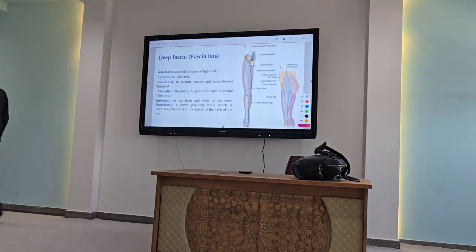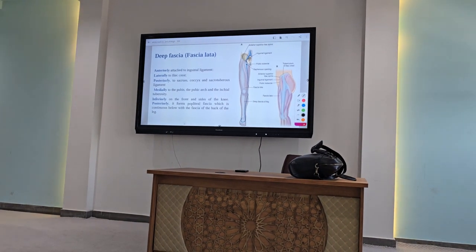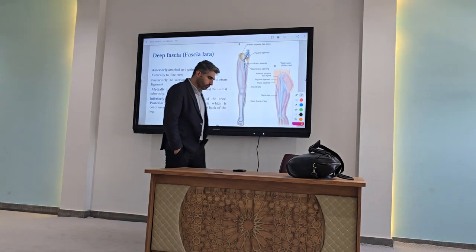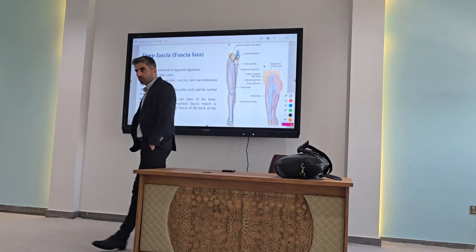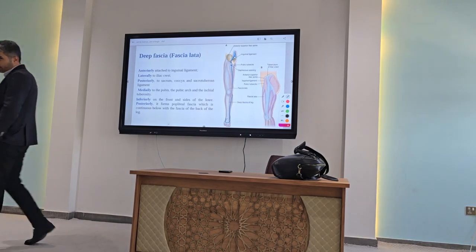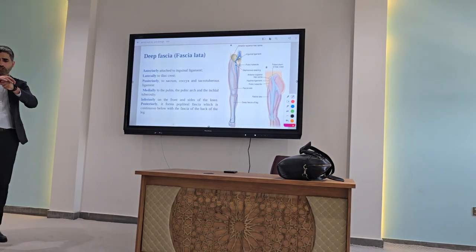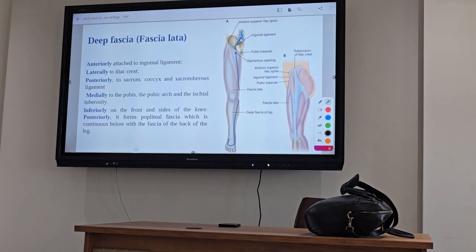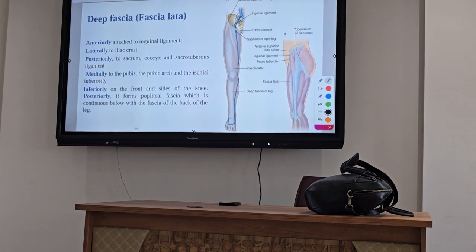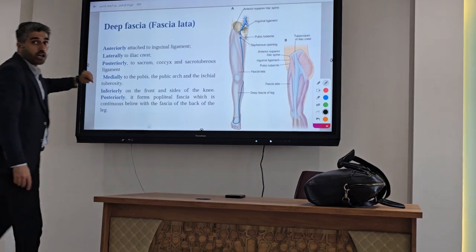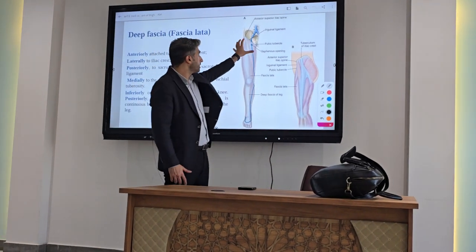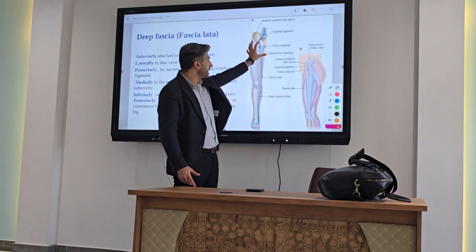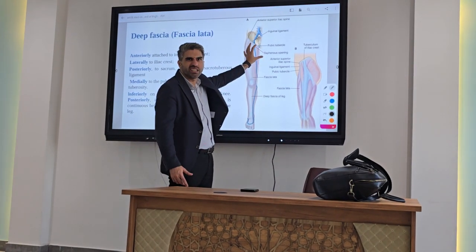Now let's talk about muscles and deep fascia. You know that in the body, after skin and superficial fascia, we have deep fascia. And deep fascia covers the muscles. Then you can see the muscles. Look at the deep fascia of the thigh. In this picture, you can see this white, milky layer.